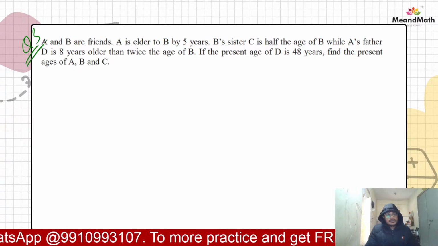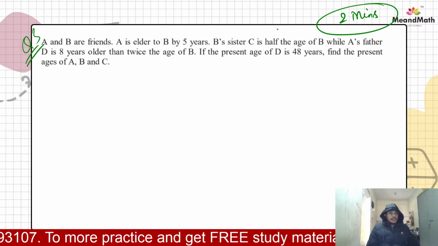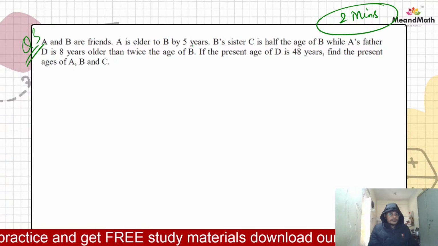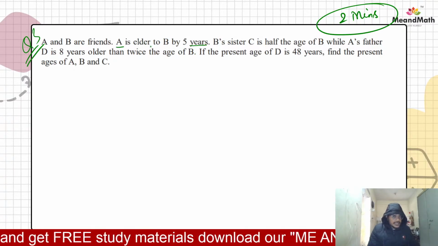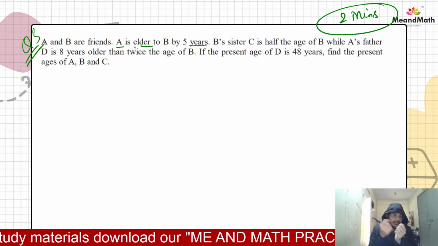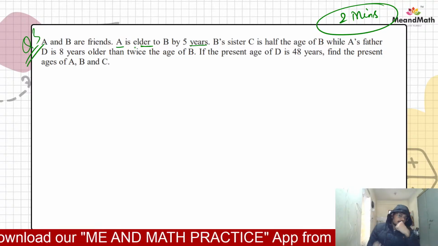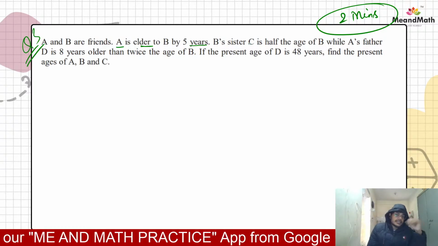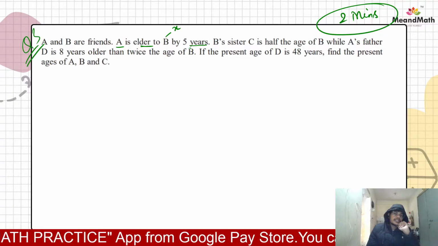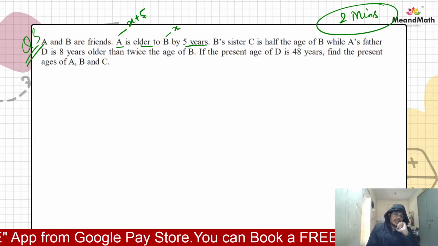Question number 3. Again, I am giving you 2 minutes to solve this question. Okay, A and B are friends, right? A is elder to B by 5 years. That means A is elder. Elder means bada. If B's age is X, then A's age should be greater than B's age. Why? Because A is elder than B. Let's say B's age is X, then A is elder than B by 5 years. That means A's age should be X plus 5.